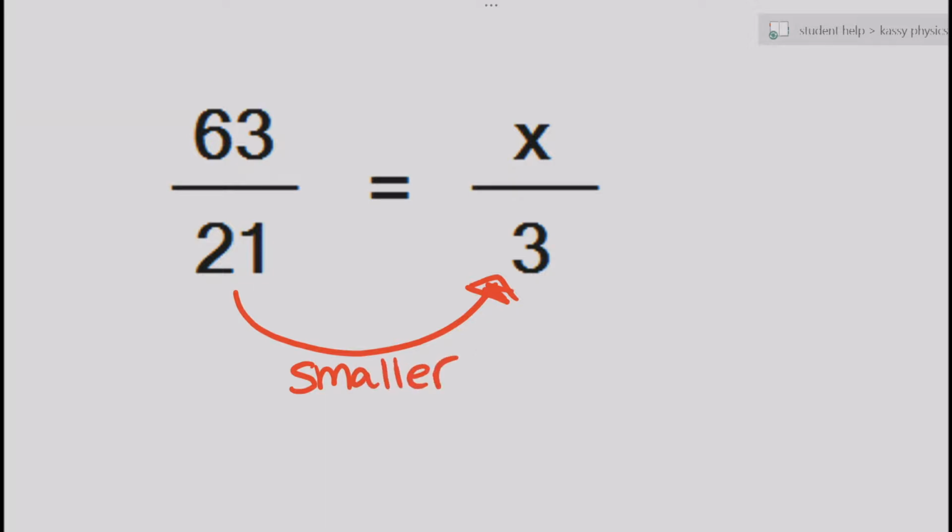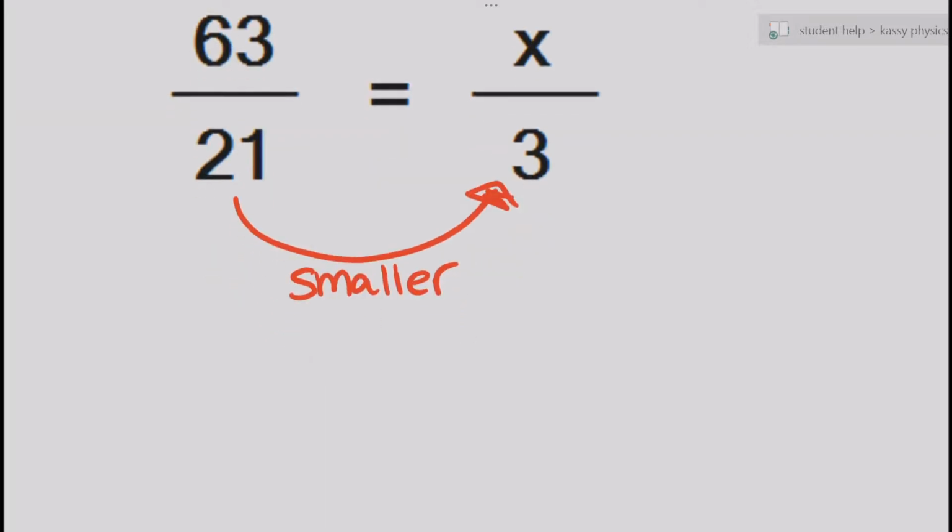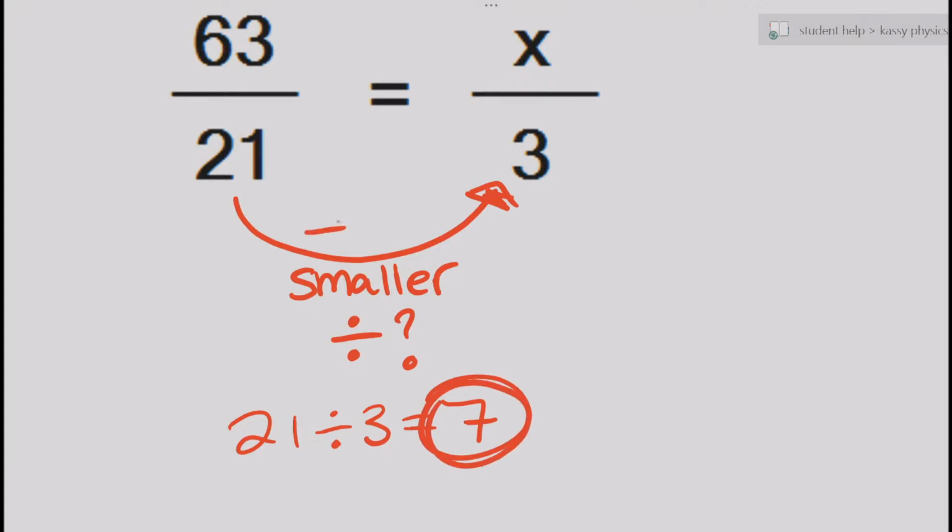right? Which means we divided it by something. And how do you figure out what that is? Well, we could just do this division. We could do 21 divided by 3, and that would tell us what number times 3 would equal 21. When we do that in our calculator, we get 7. And that means we got this number by dividing by 7.